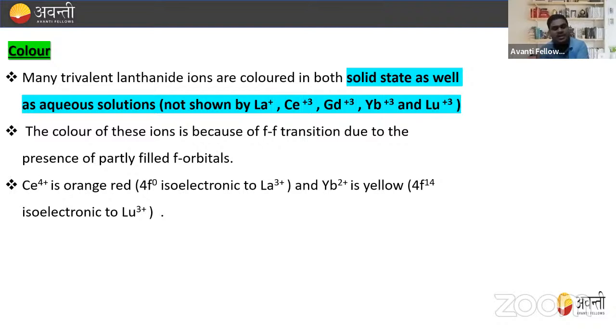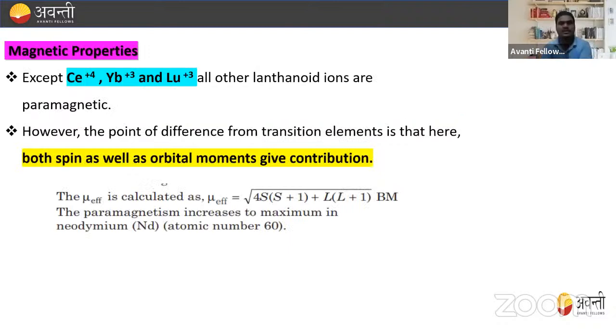Now, Ce4+ is orange red, and 4f0 is isoelectronic with La3+. Always remember Ce4+ is orange red, while 4f0 is isoelectronic with La3+. Yb2+ is yellow in color, and 4f14 is isoelectronic with Lu3+. So these are some resemblances, right?